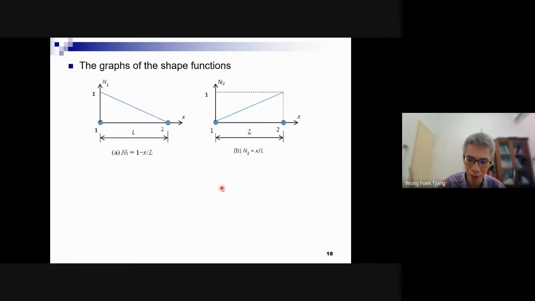I mean, if we draw the graphs of the shape functions, N1 is always 1 here at node 1 and 0 at other nodes. Shape function N2, this one. Okay, the graph. These are the graphs of the shape functions. Linear. These are called linear shape functions, standard linear shape functions. Of course, the graph is just a straight line because it's linear, right?